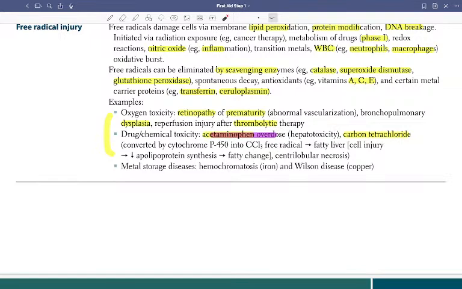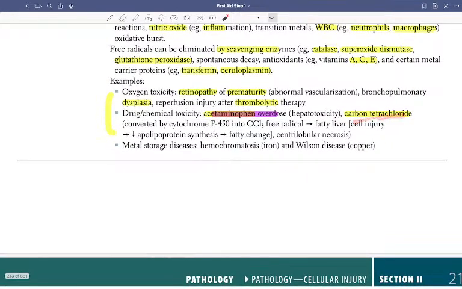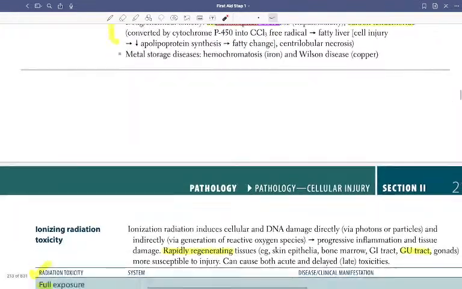Carbon tetrachloride, cytochrome P450, CCl3 free radical, fatty liver cell injury, decreased apolipoprotein synthesis, centrilobular necrosis. Centrilobular, metal storage, Wilson, all this is free radical: Wilson's disease and hemochromatosis. Okay, carbon tetrachloride, remember this is only carbon tetrachloride, P450, acetaminophen overdose.